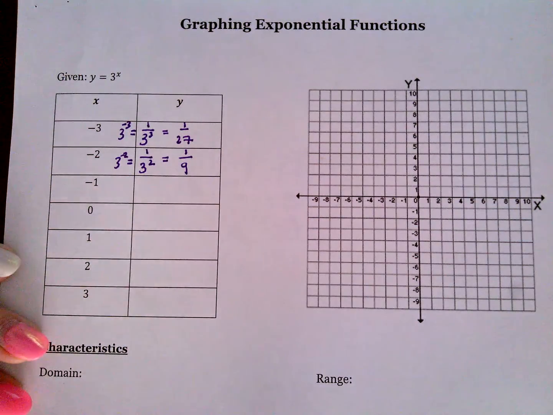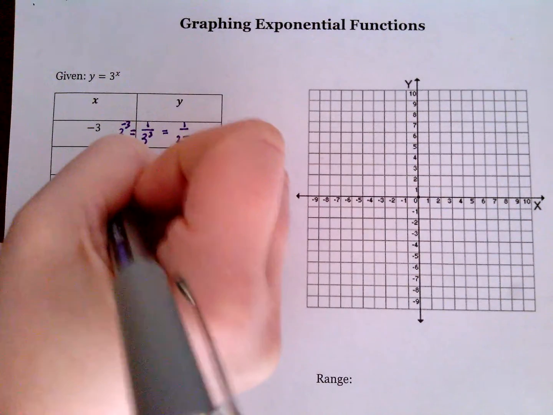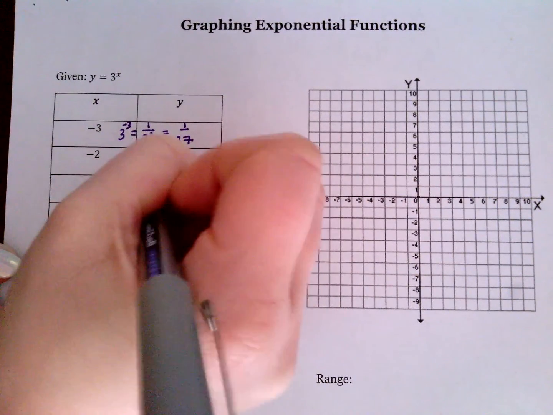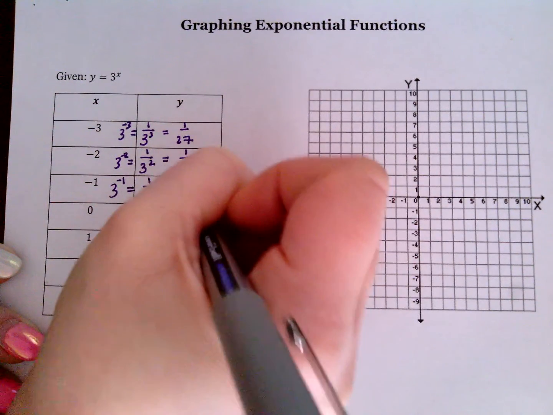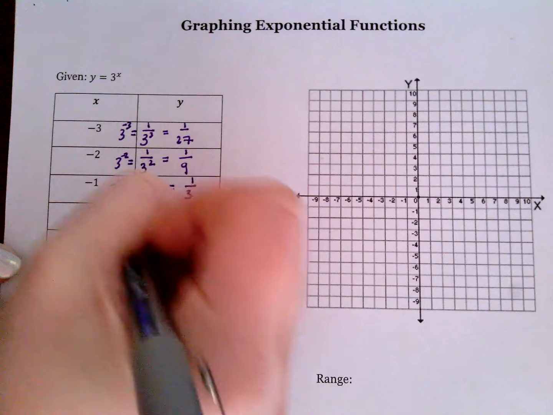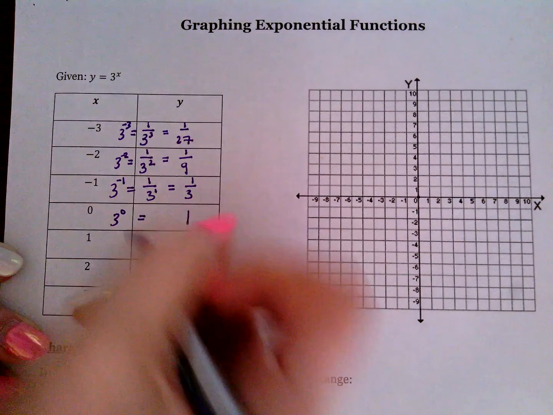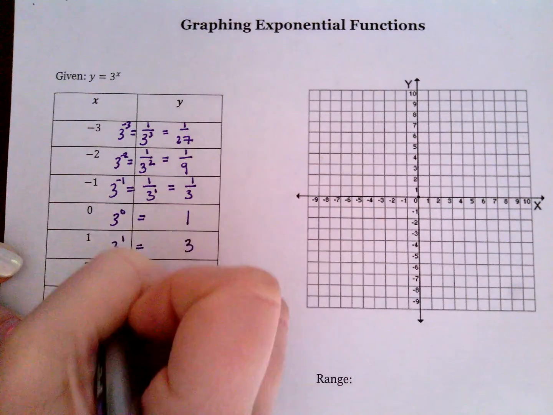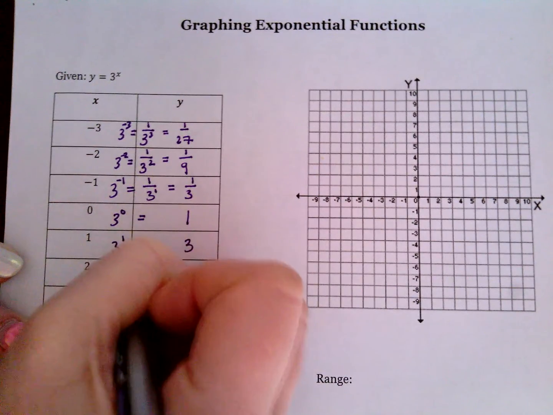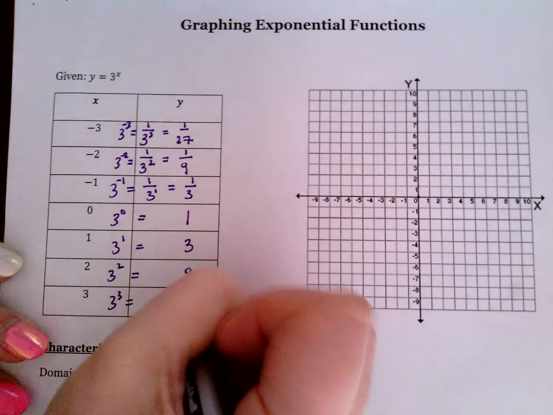Let's see. 3 to the power of negative 1 equals 1 over 3 to the first, which is 1 over 3. 3 to the power of 0, that's just 1. 3 to the power of 1, 3. 3 squared, 9. 3 to the power of 3, 27. I might not be able to graph them all, but that's okay. We'll get the trend of this.